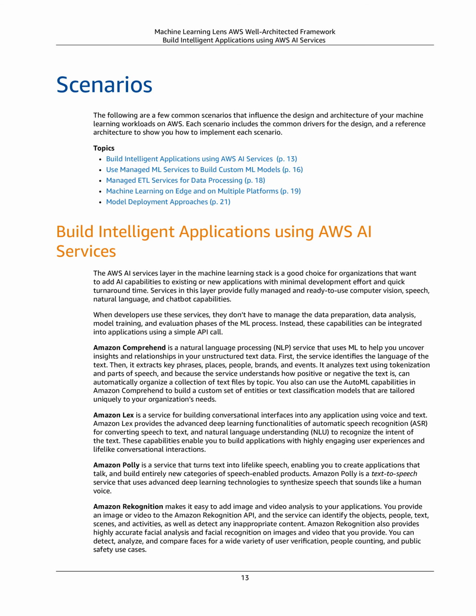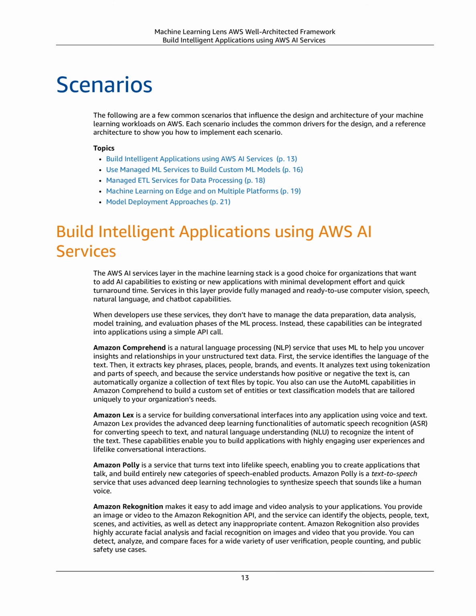The AWS AI services layer in the machine learning stack is a good choice for organizations that want to add AI capabilities to existing or new applications with minimal development effort and quick turnaround time. Services in this layer provide fully managed and ready-to-use computer vision, speech, natural language, and chatbot capabilities. When developers use these services, they don't have to manage the data preparation, data analysis, model training, and evaluation phases of the ML process. Instead, these capabilities can be integrated into applications using a simple API call.